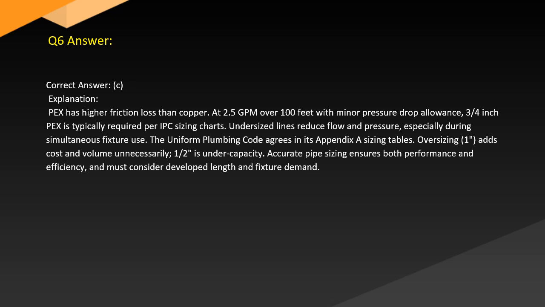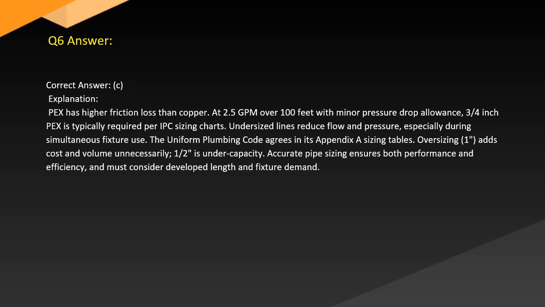Answer. Correct answer: C. Explanation. PEX has higher friction loss than copper at 2.5 GPM over 100 feet with minor pressure drop allowance. 3/4-inch PEX is typically required per HVACR charts. Undersized lines reduce flow and pressure, especially during simultaneous fixture use. The Uniform Plumbing Code agrees; its appendix has sizing tables.